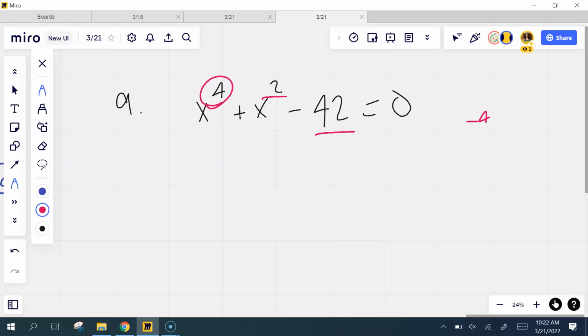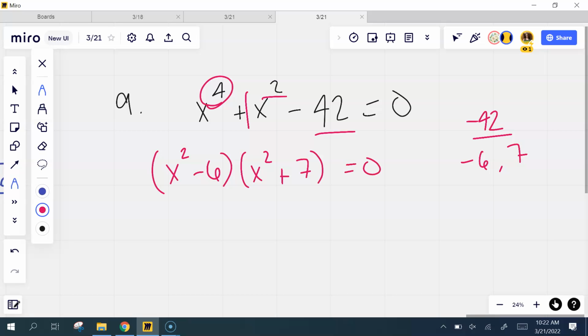What multiplies to negative 42 but adds to 1? 6 and 7, which one needs to be negative? I heard 6 and I heard 7. 6. It's positive 1x squared is what it's got to add to. So I'm going to do x squared minus 6, x squared plus 7 equals 0. If you still want to group it, by all means, group it. Slash it and go through, but you can use the shortcut here since there's a leading coefficient of 1.